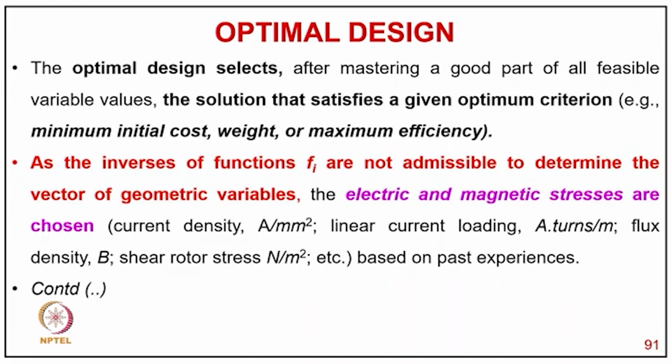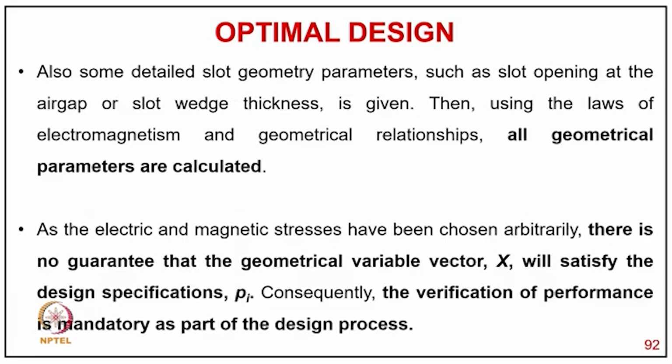As the inverses of the functions Fi are not admissible to determine the vector of geometry, the electrical and magnetic stresses are chosen as variables based on past experience, like current density in ampere per meter squared, linear current density in ampere per meter, flux density B, and shear rotor stress in Newton per meter squared, and also some detailed slot geometry parameters such as the slot opening at the air gap and the slot wedge thickness.